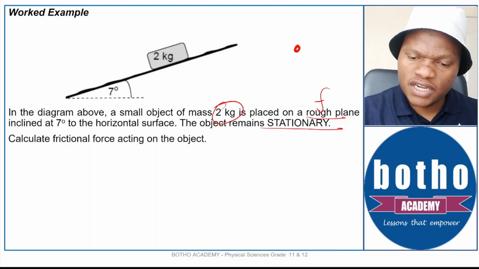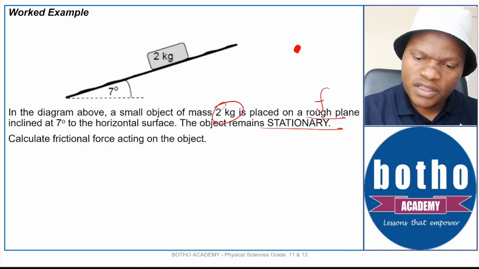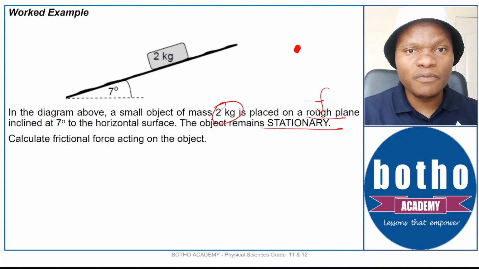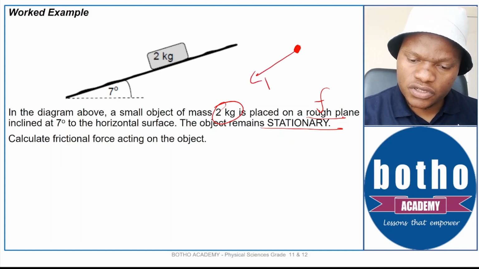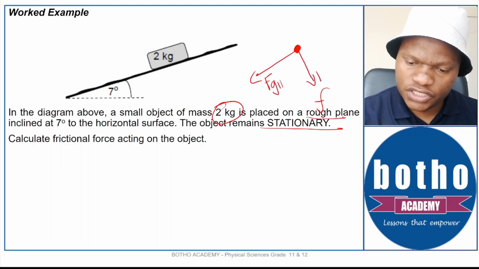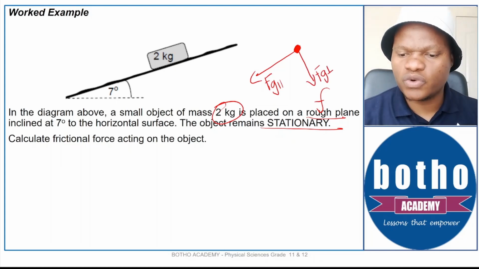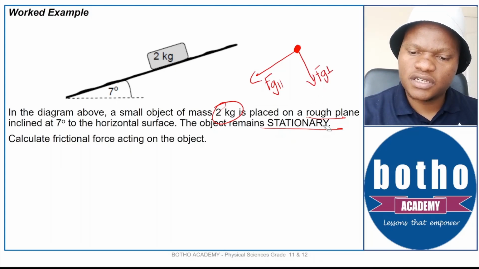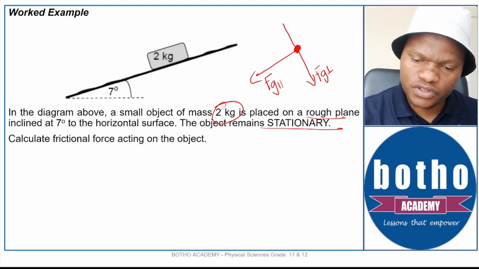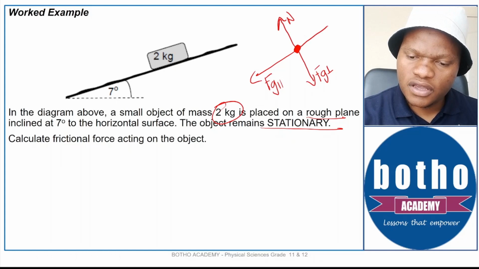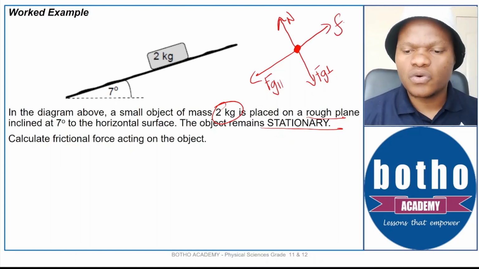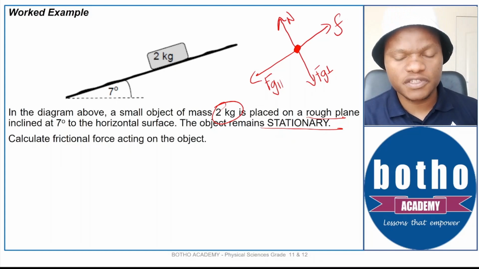If you were to draw a free body diagram of this, I'm going to break down the weight into its components. The weight will have a component called Fg parallel, and it will also have a component called Fg perpendicular. This is based on what we learned in the previous lesson. Because this is in contact with a surface, there will also be a normal force, and there will also be a frictional force which is up the slope, and I'll explain just now why I drew it up the slope.